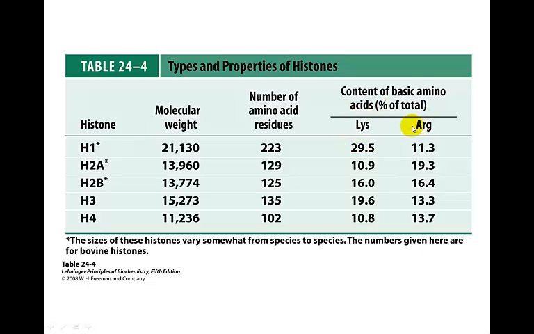And at pH 7, basic amino acid residues have a positive charge because they haven't lost their protons yet. Histone H1 has 29% lysine, almost 30% lysine, and 11% arginine. H2A has almost 11% lysine and 20% arginine. Notice H2A, H2B, H3, and H4 are almost the same size, and H1 is much larger. We're going to find H1 has a different function than H2A, H2B, H3, and H4.